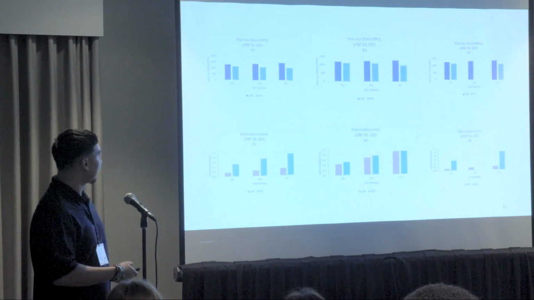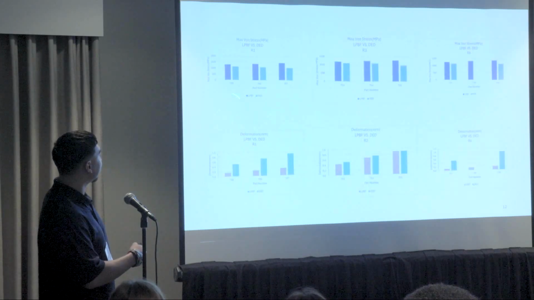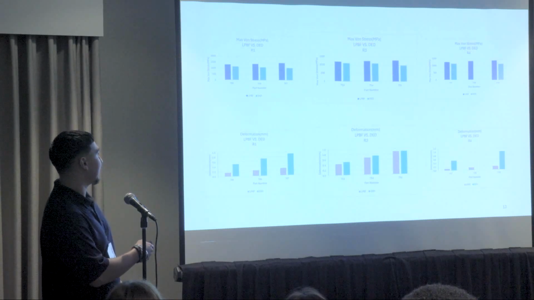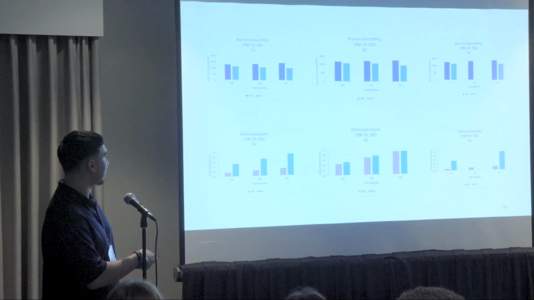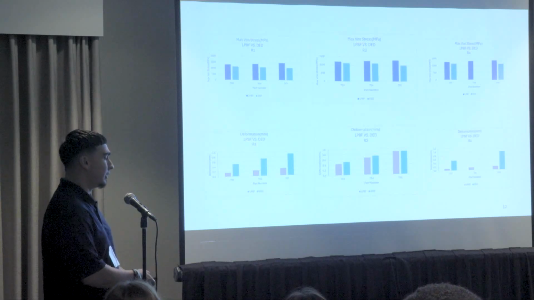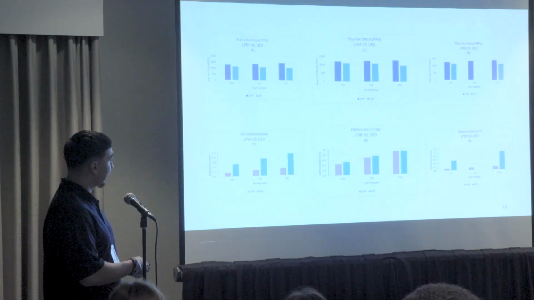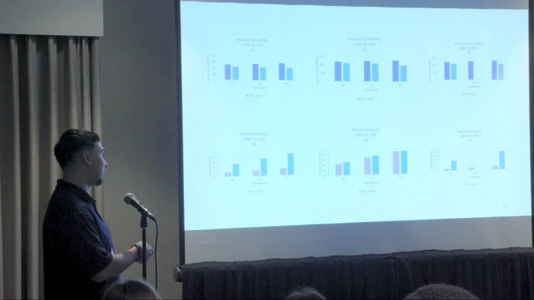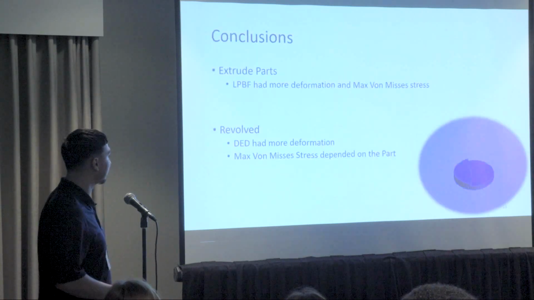And then these are the revolve parts. Top, we have the stresses. Once again, it seems that direct energy deposit has less stress on the parts. And deformation, DED has more deformation for most parts than laser powder bed fusion.